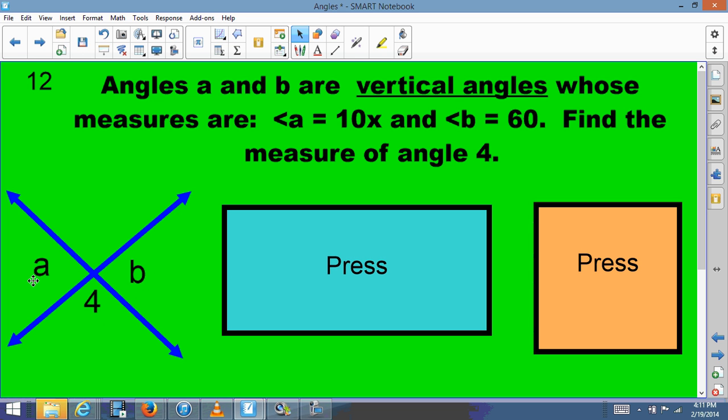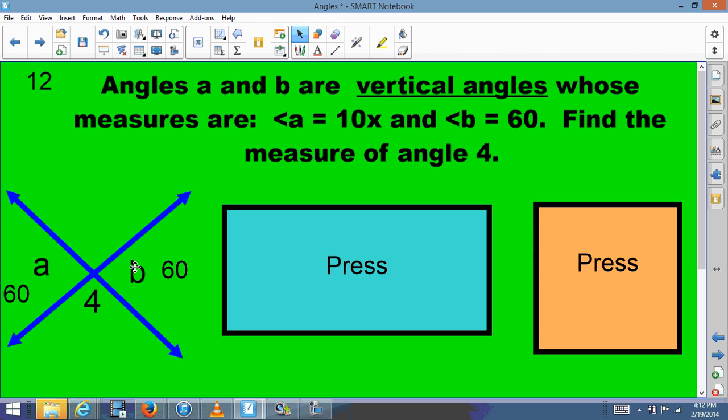I know A is equal to 10x, so I won't use that right now because it has the x. I'm interested in the numbers. So angle B is equal to 60 degrees. Now angle A would also be 60 degrees. I know it says 10x, and I could solve that for x, but they're interested in angle 4. So how would I get angle 4? Well, I have an idea.